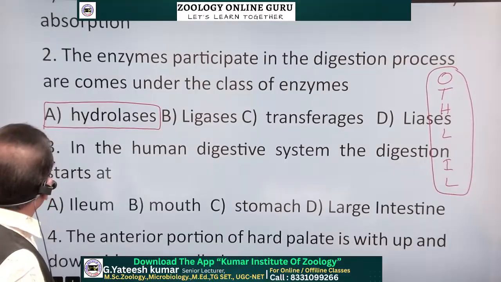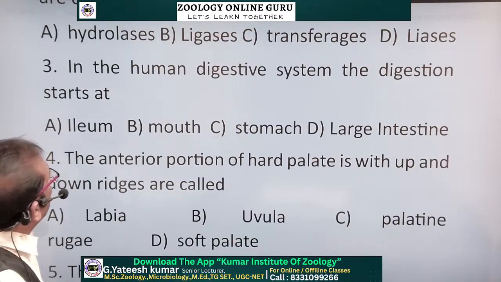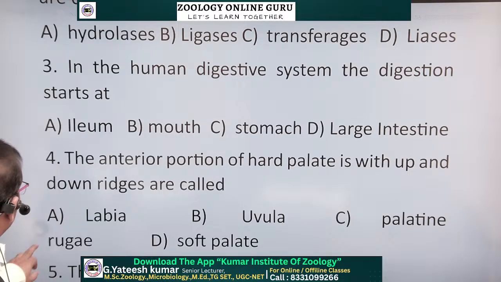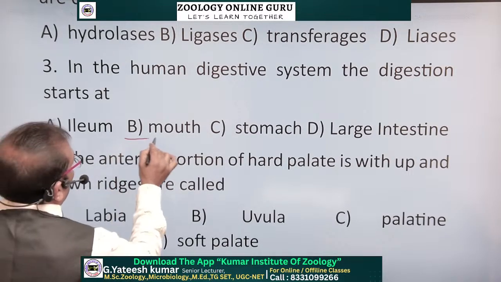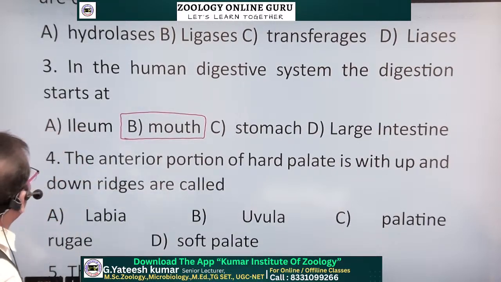Next question, question number 3. In the human digestive system, digestion starts at the mouth or buccal cavity. Mouth or buccal cavity is the answer.